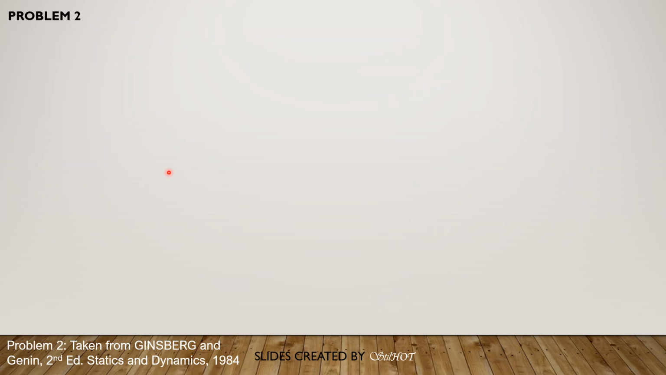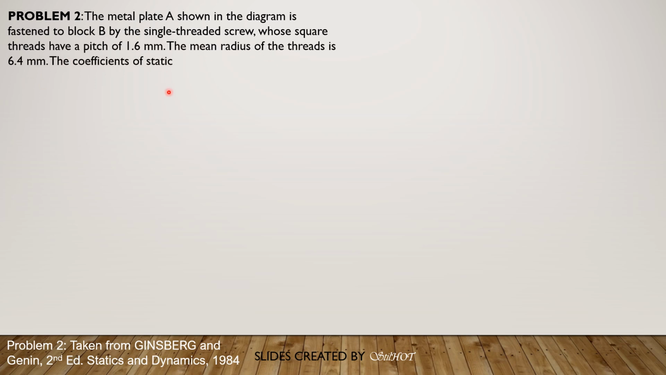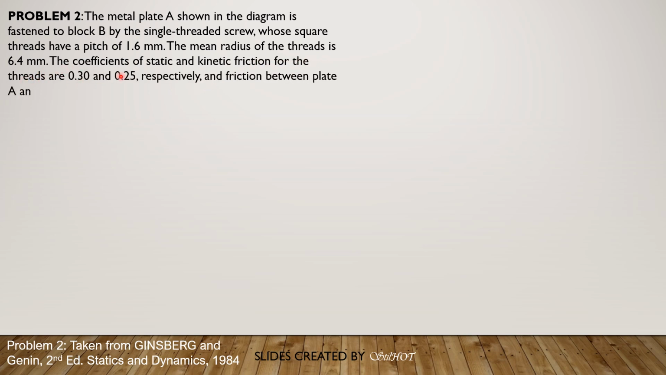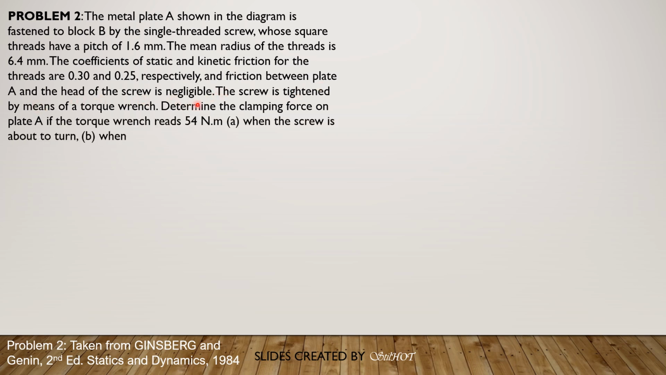So let's have the second problem. The metal plate A shown in the diagram is fastened to block B by the single threaded screw whose squared threads have a pitch of 1.6 mm. The mean radius of the threads is 6.4 mm. The coefficients of static and kinetic friction for the threads are 0.3 and 0.25 respectively, and friction between plate A and the head of the screw is negligible. The screw is tightened by means of a torque wrench. Determine the clamping force on plate A if the torque wrench reads 54 Newton meter.